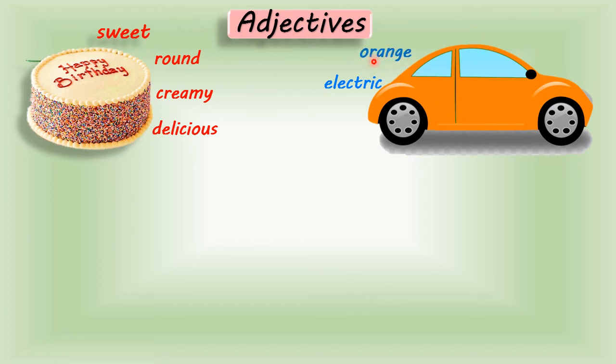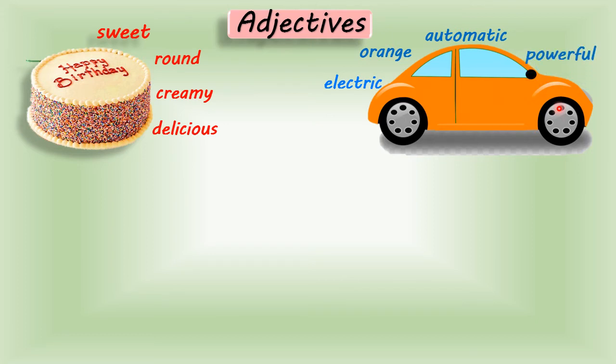Orange. What is this telling? Orange is telling what? About fruit? No. This orange is telling about the color of this car. This car is in orange. This is an orange car. Now next, automatic. What is automatic, children? That means in this car, we don't have to change gear. The car itself will change the gear whenever it is required.